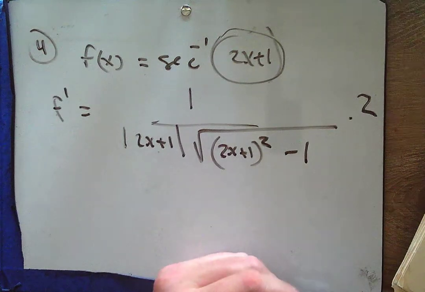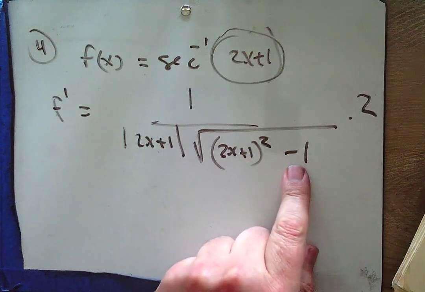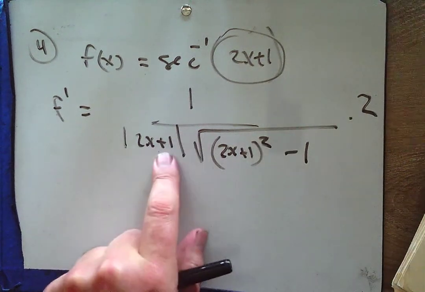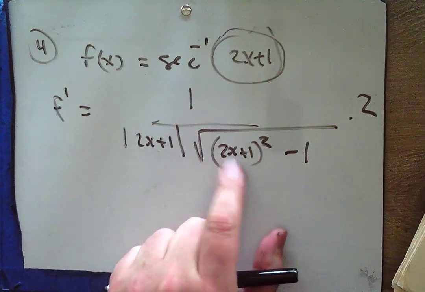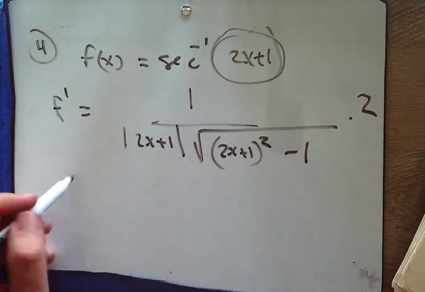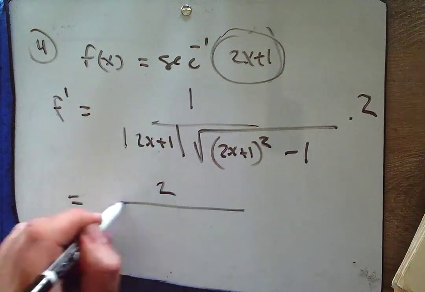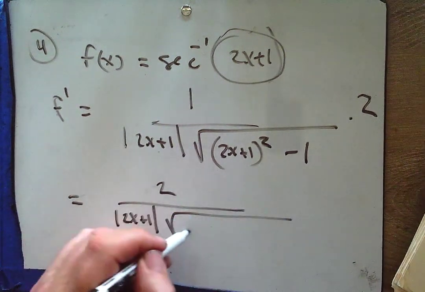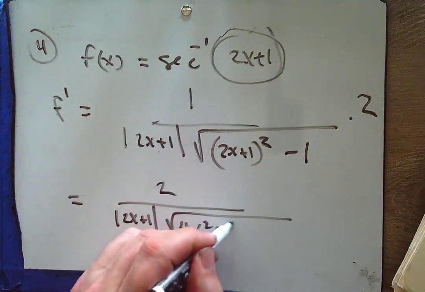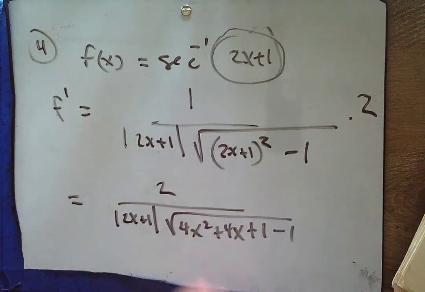To tidy or not to tidy, well, that one and that one will be able to cancel. So maybe it's worth it. I can't cancel out those 2's because that doesn't have a 2. Maybe I'll get a 2 coming out from here that could cancel with that 2. Yeah, let's see. 2 over 2x plus 1 square root 4x squared plus 4x plus 1 minus 1. Yeah, so those go away.